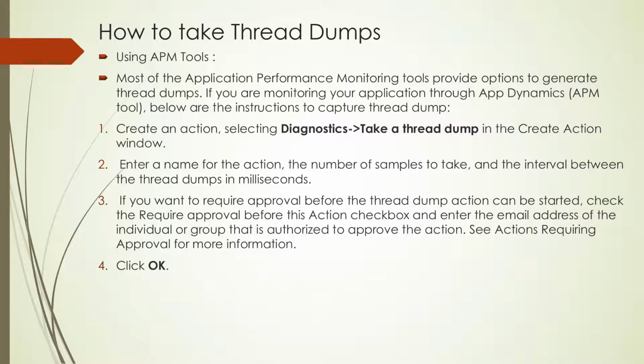For CA Wily, I don't think they have provided the ability to take a thread dump till now, but for AppDynamics, it's there from the start. In AppDynamics, you can go to the diagnostics section and create a thread dump. Okay, so that's the process. Depending on which application you use, you can refer to the APM manual, and you can easily find how to take a thread dump from the APM.